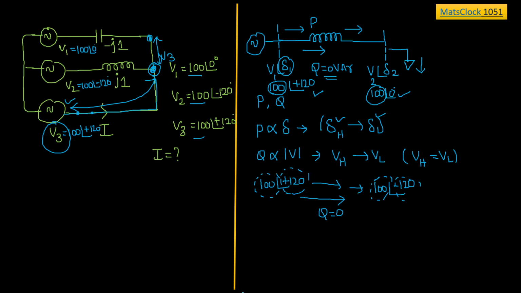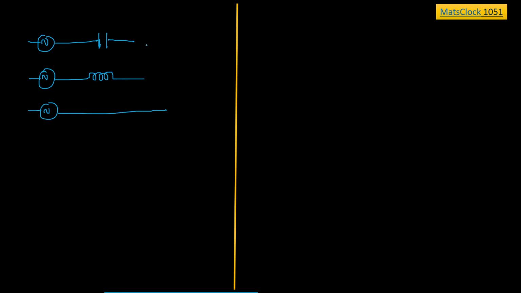So now I understand the voltage is going to be V3 at this junction. Now let me redraw it for your understanding. There are basically three sources: source number 1, source number 2, source number 3. All will be connected. One is connected in series with a capacitor, another is connected in series with the inductor, and another is connected like this. Okay. Fine, sir.